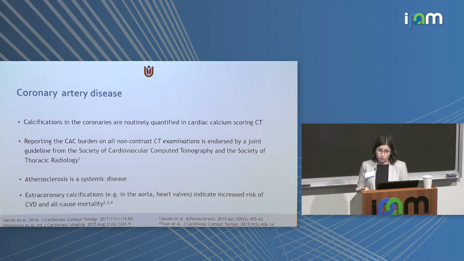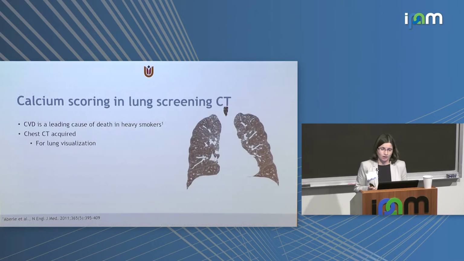Research has shown that these extracoronary calcifications, so calcifications outside of the heart and outside of the coronary arteries, also indicate increased risk of cardiovascular events and all-cause mortality, but they are not standardly reported. So, knowing this, we some time ago focused on calcium scoring in lung screening CT.